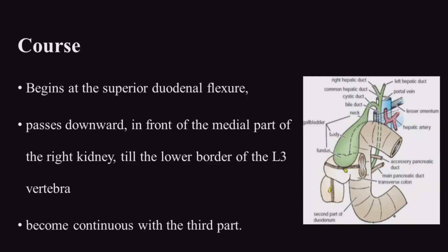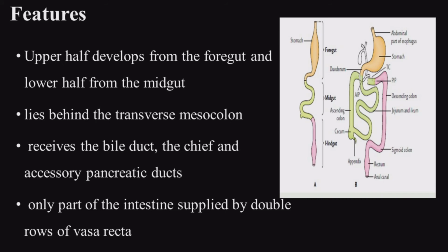Second part of the duodenum. Course. It begins at the superior duodenal flexure, passes downward in front of the medial part of the right kidney till the lower border of the L3 vertebra, where it curves towards the left to become continuous with the third part. Features of this part: the second part at its upper half develops from the foregut and lower half develops from the midgut. This part lies behind the transverse mesocolon.